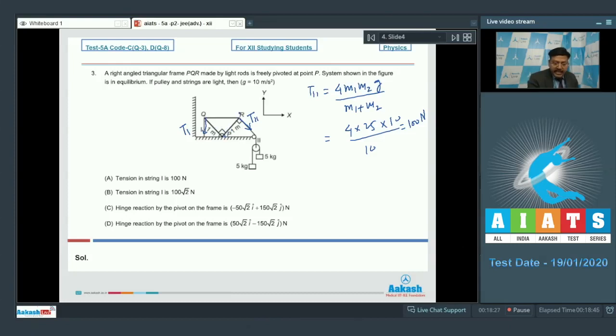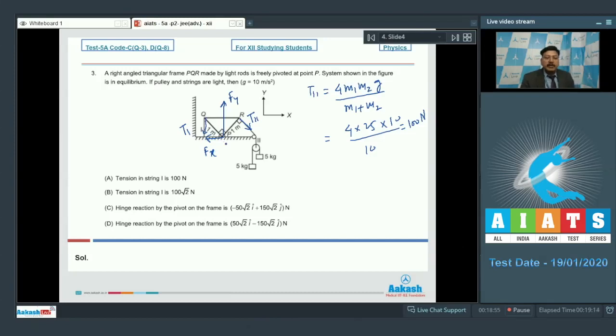So there is some hinge reaction. We can see that the hinge reaction will have a component in the vertical upward direction to balance the vertical components of T1 and T2, so we can call it, let's say, Fy. And there will be a horizontal component to balance the horizontal component of T2, and that is something like this. So this is Fx, let's say. Now let's talk about point P.